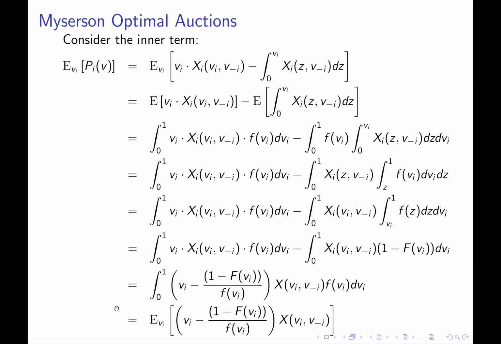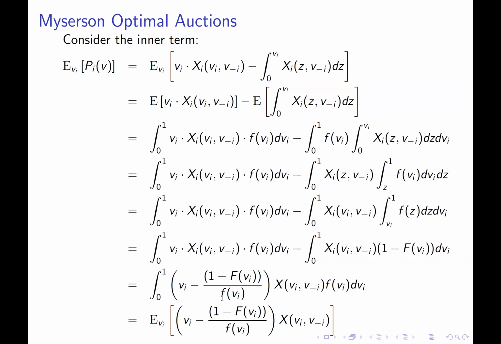And note that this final integral is actually an expectation, right? It has the form of an expectation in that it's an integral over all possible values that vi can take of some expression of vi times the probability density of vi. So this is just an expectation. Here we're using the definition of an expectation in the other direction. So this final expression is now just the expectation, over the random draw of bidder i's valuation, of vi times 1 minus the CDF evaluated at vi divided by the PDF at vi, times bidder i's allocation.